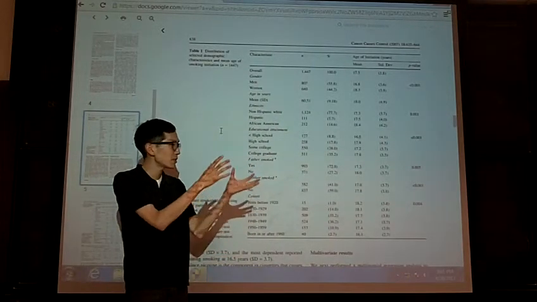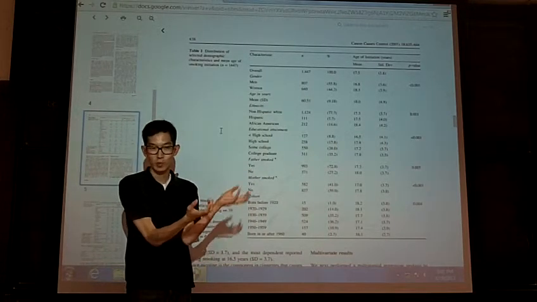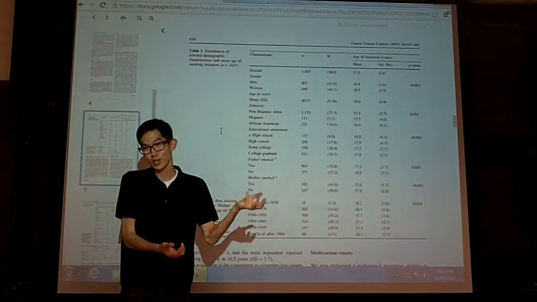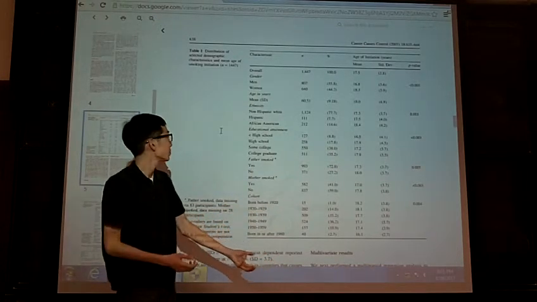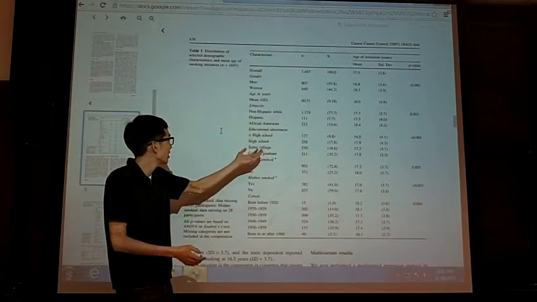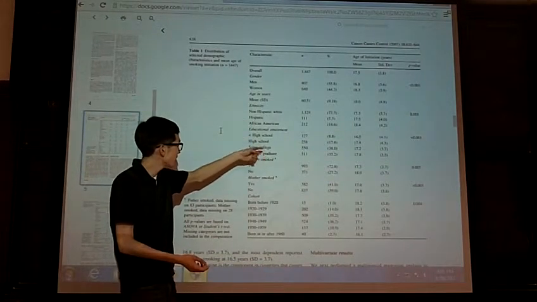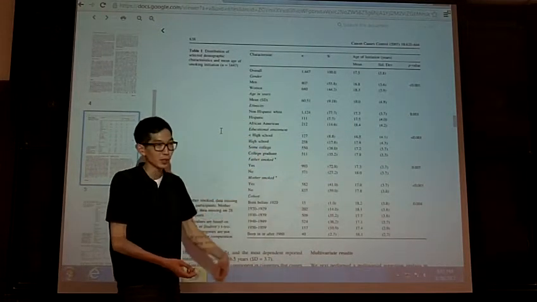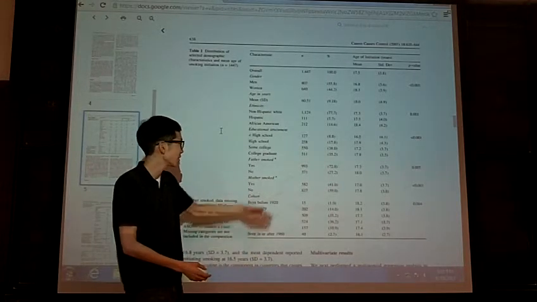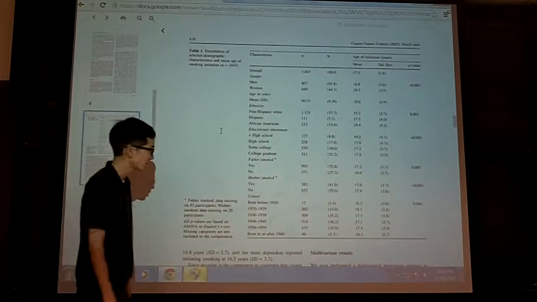Okay, I guess it's important to take note at this point that just because you see an association, a relationship between one variable and another, doesn't mean that one causes another. Okay. It doesn't mean that finishing high school causes people to start smoking later. Okay. It doesn't mean that going to college is going to cause someone to start smoking.